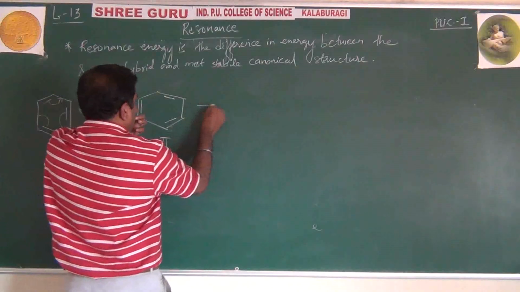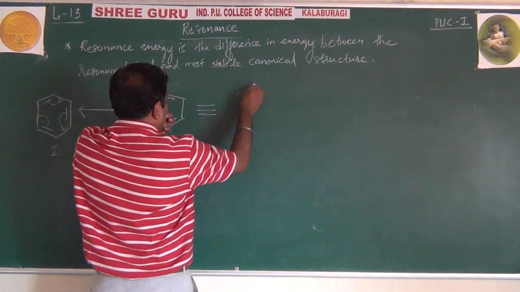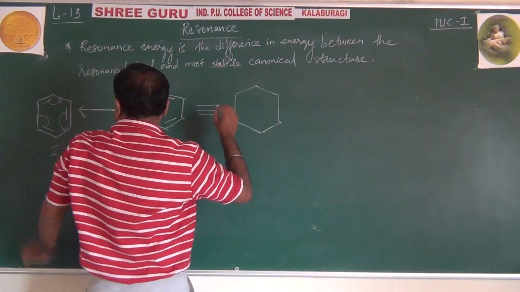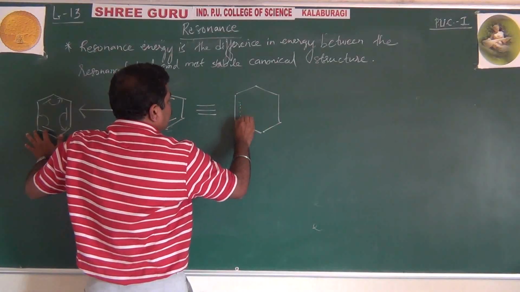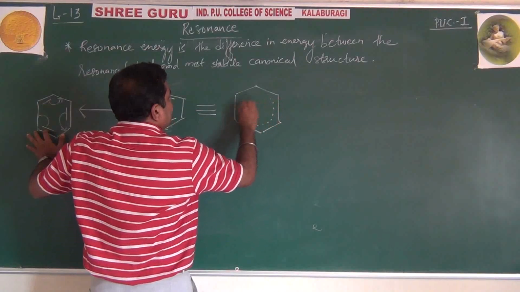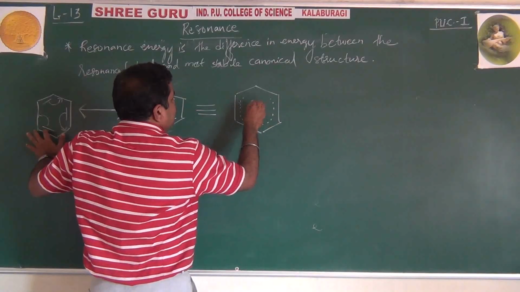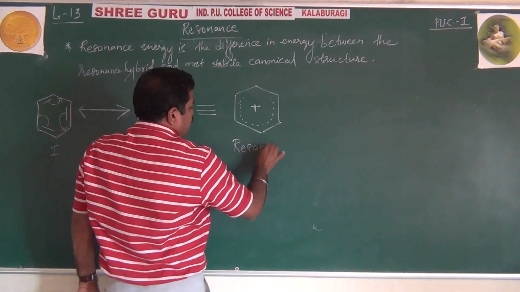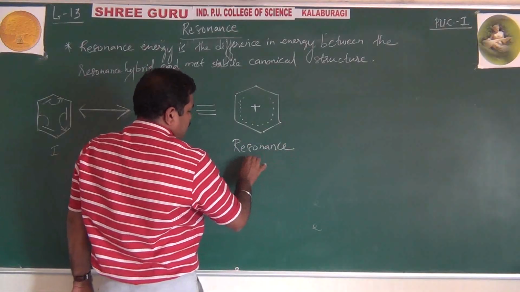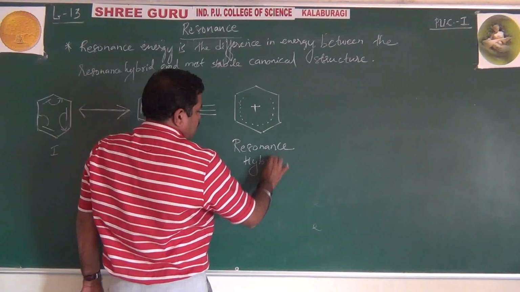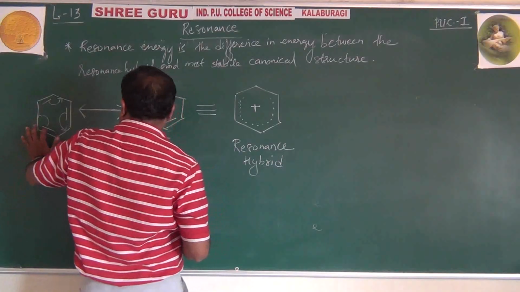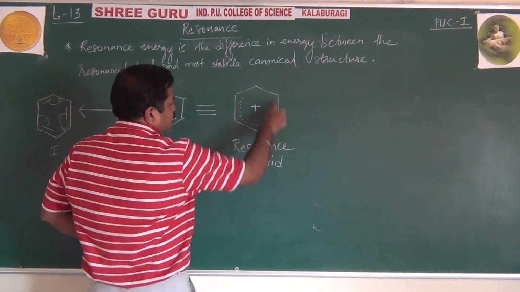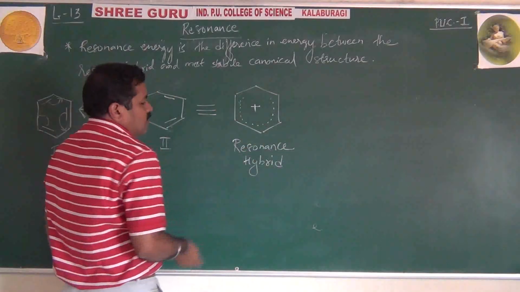Therefore, see, the resonance hybrid is this. We have started down from here, right? And ended here. That's why this is called the resonance hybrid. Resonance hybrid, what does it tell? The double bond has started elongation from here and ended here. That's what it is saying.